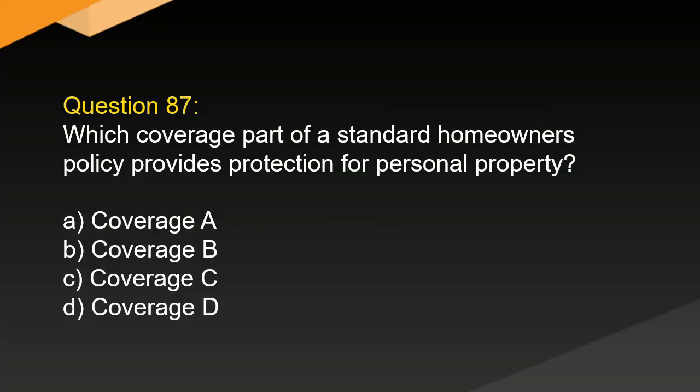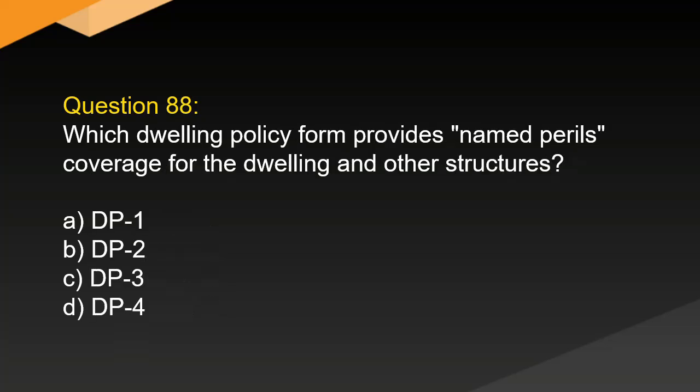Question 87. Which coverage part of a standard homeowner's policy provides protection for personal property? A. Coverage A. B. Coverage B. C. Coverage C. D. Coverage D. Question 88. Which dwelling policy form provides named perils coverage for the dwelling and other structures? A. DP-1. B. DP-2. C. DP-3. D. DP-4.